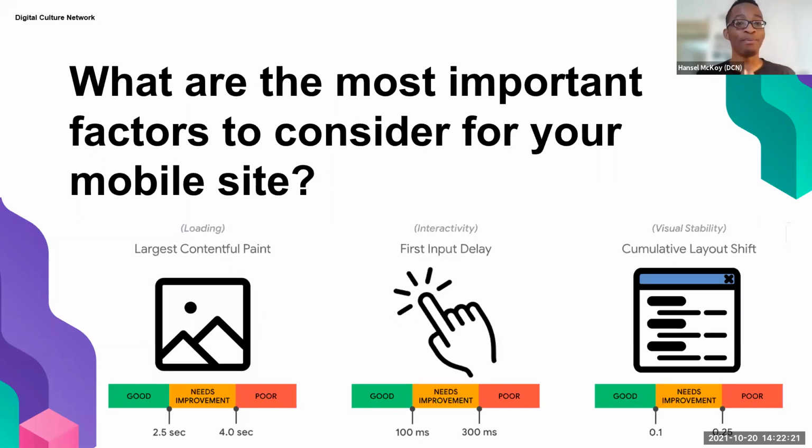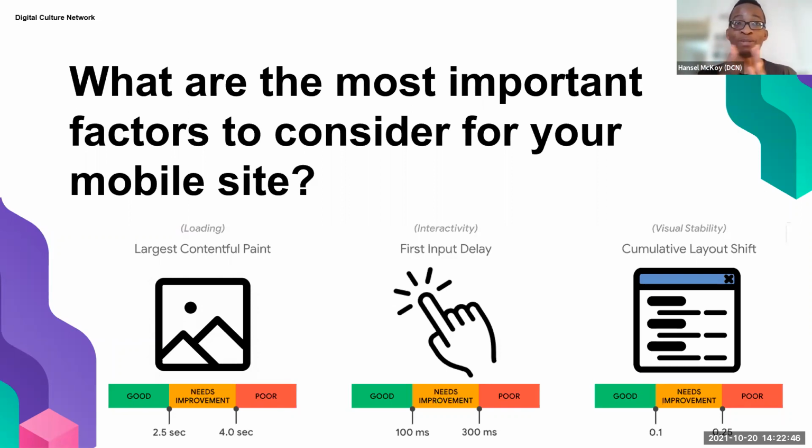The second really important metric is first input delay. To put that in English, what that actually means is how long does it take for a device to respond to me when I take an action. So if I was to click on a button, how long does it take for something to actually happen? And if it takes longer than 100 milliseconds, then it needs improvement. Longer than 300 milliseconds, then it's poor.